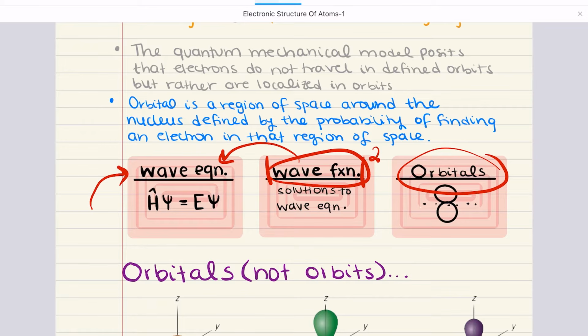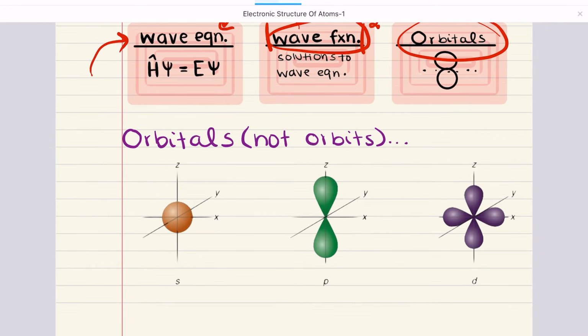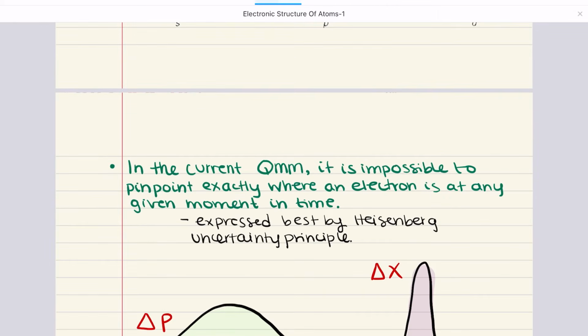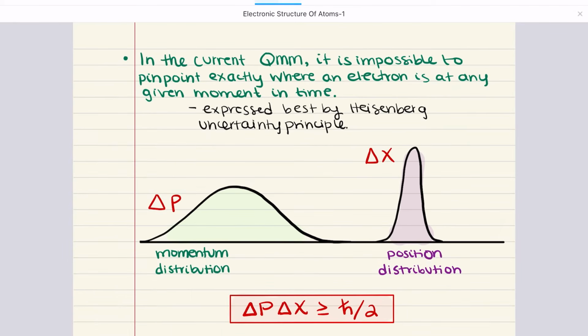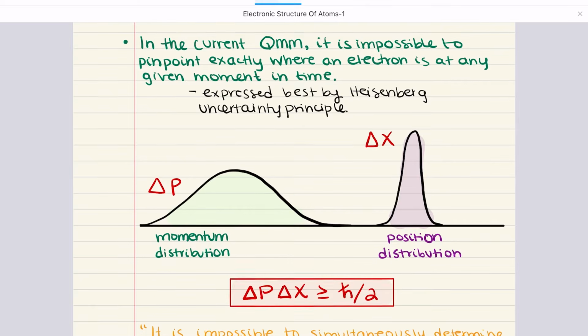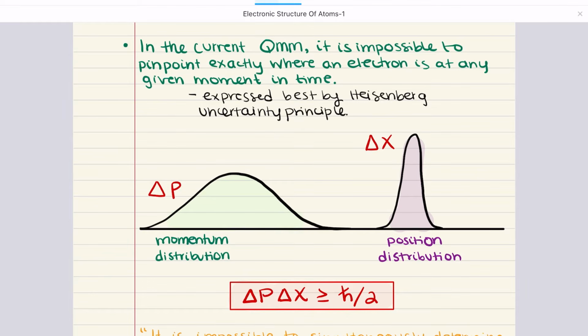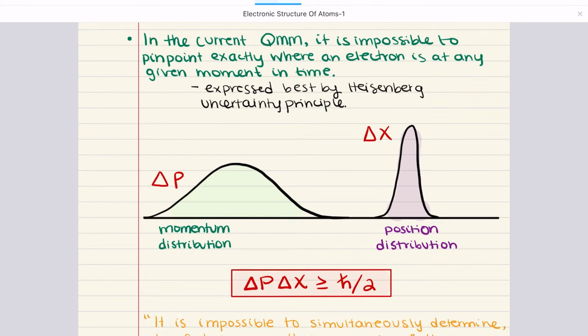Now, in the current quantum mechanical model, we have orbitals because it's impossible to pinpoint exactly where an electron is at any given moment in time. And this is best expressed by the Heisenberg uncertainty principle. It says that it is impossible to simultaneously determine with perfect accuracy the momentum and the position of an electron.